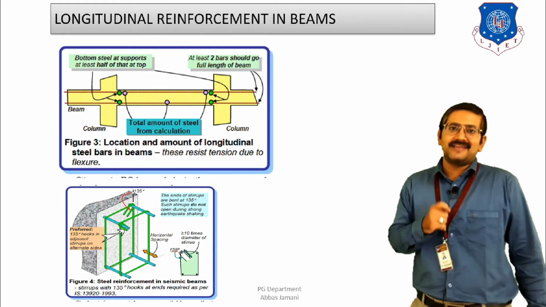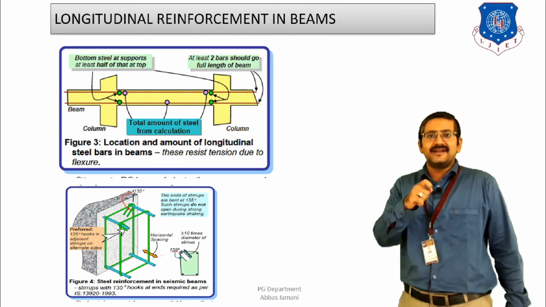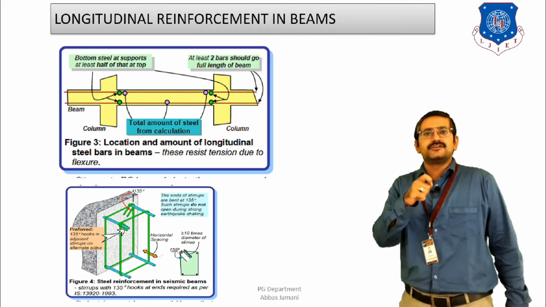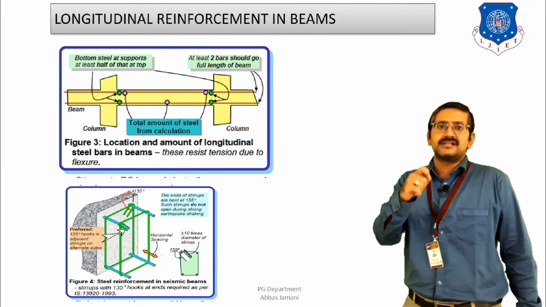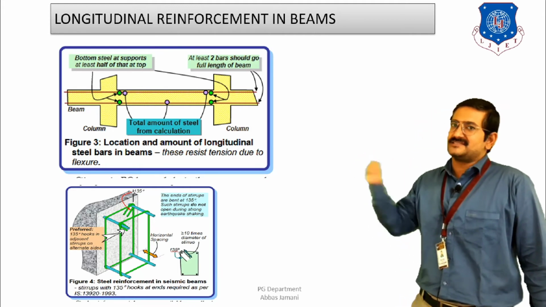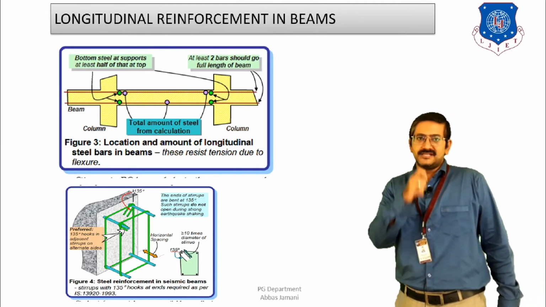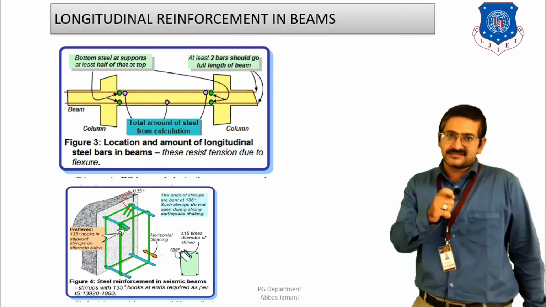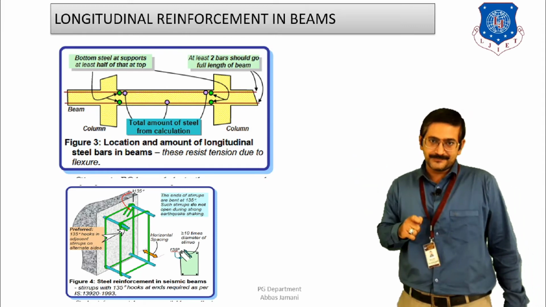Then the other guideline the code gives is that the minimum amount of longitudinal steel throughout the beam, at both top and bottom, should be at least 25% of the total steel that you are going to provide at the tension face near the support, right? Again I am repeating, the minimum longitudinal steel provided throughout the beam should be at least 25% of the total steel you provide near the support section, right?